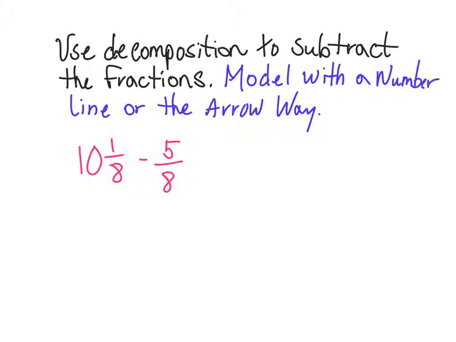Use decomposition to subtract the fractions. Model with a number line or the arrow way. All right, so let's break up that 5/8. When we break up that 5/8, we want to break it up so that I have a 1/8 here, because I want to take away this 1/8 and that 1/8, just so I leave 10 by itself. So how do we break this up so we have a 1/8?